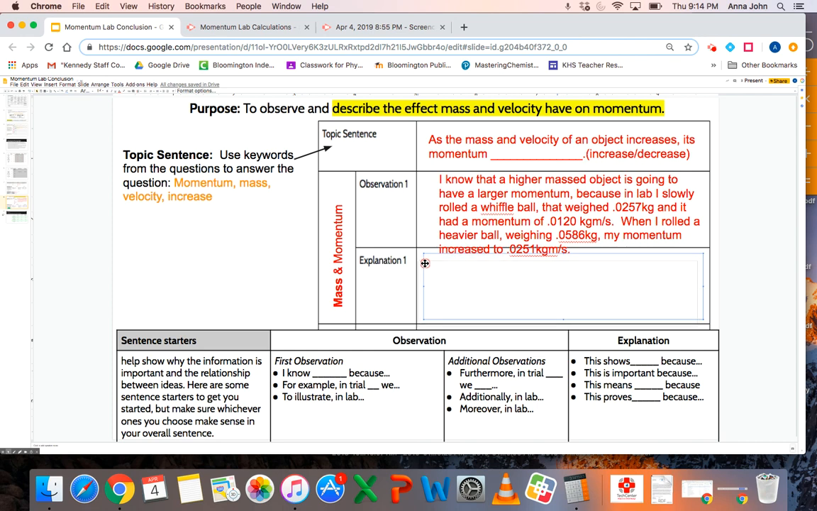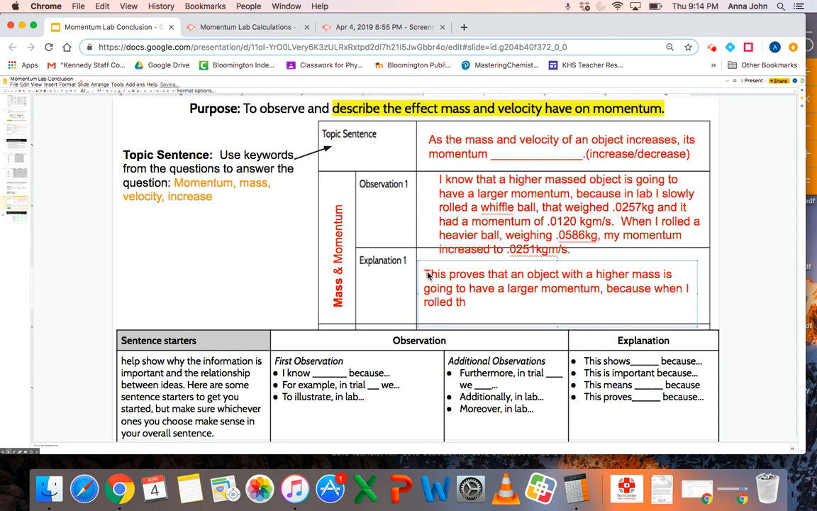And I want to choose a new sentence starter. I'm going to say this proves that an object with a higher mass is going to have a larger momentum because when I rolled the heavier tennis ball, here's where there's a really important part. We need to prove that it was the mass that was affecting the momentum. So I need to show that my second variable, the velocity, stayed the same.